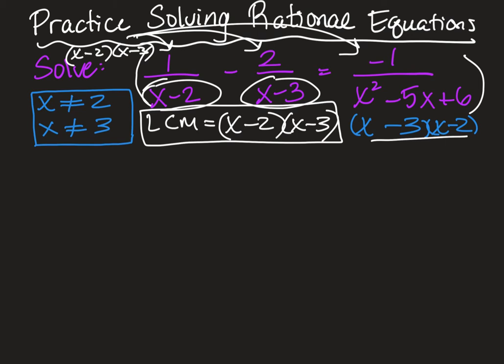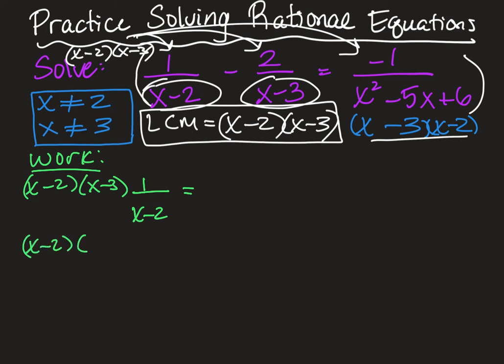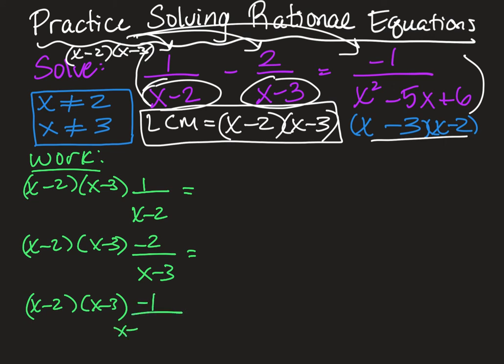So let me just change colors here so we can distinguish. So here's my work. And what I mean is I'm going to actually show when I do x minus 2 times x minus 3, when I do my LCM to the first term, what happens. Then I'm going to figure out what happens when I do it to the second term. The second term is times minus 2. I'll figure out what I get. And then I'm going to do it times the third term. So I'm really just going to show the canceling that I have here. Okay, so there's all my work.